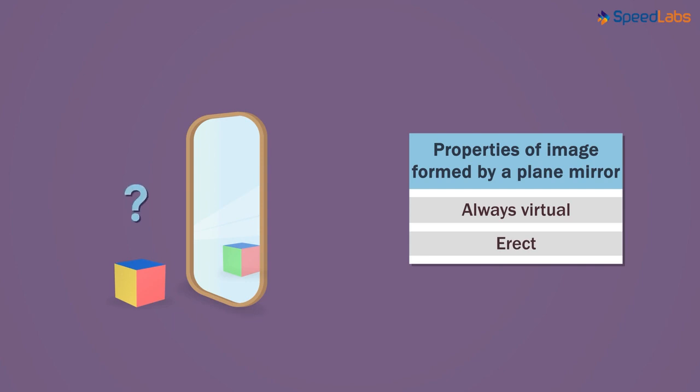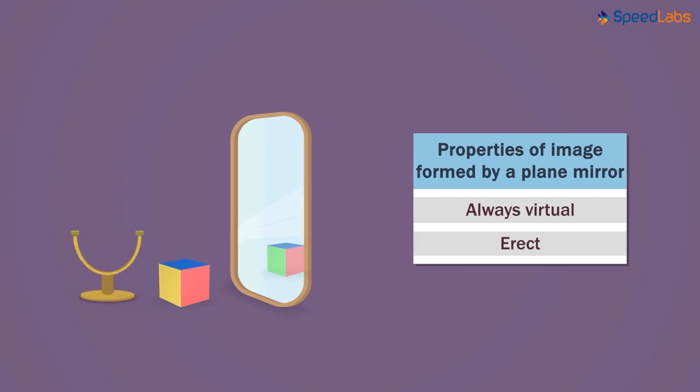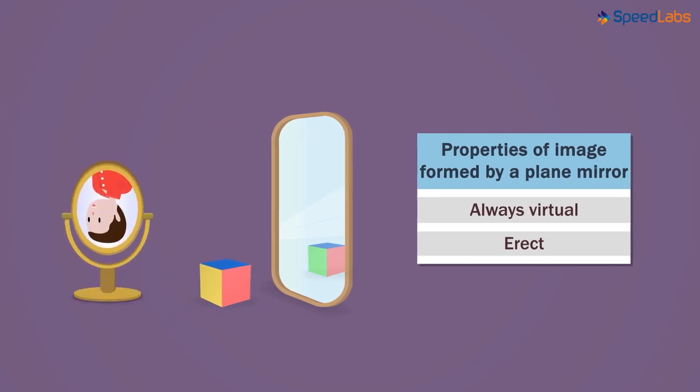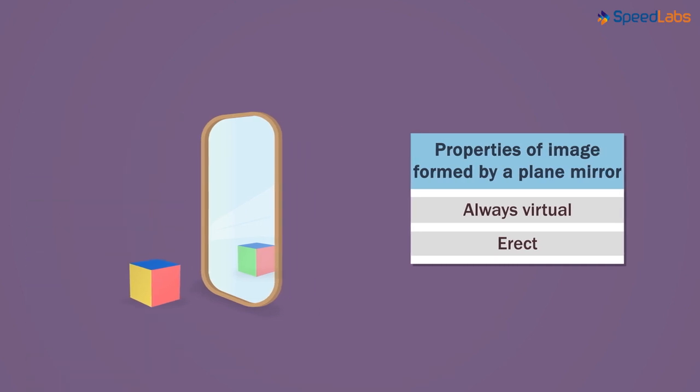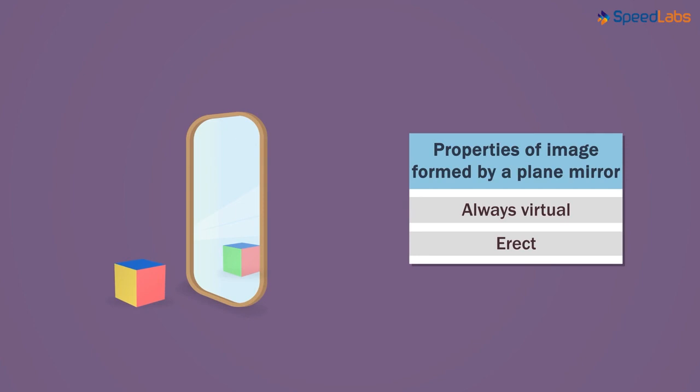Wait, aren't all images erect when formed? What can be the opposite of erect? We can think of inverted as the opposite of erect. Yes, an inverted image means an upside-down image. Concave mirrors can form inverted images. The plane mirror never forms an inverted image.